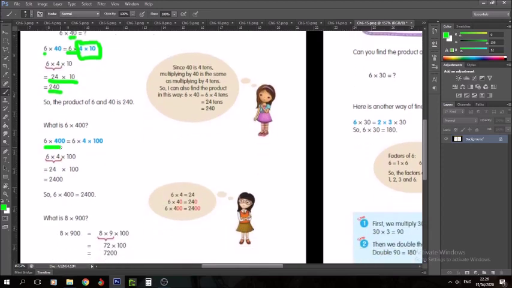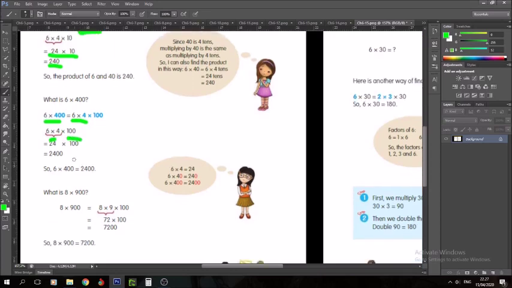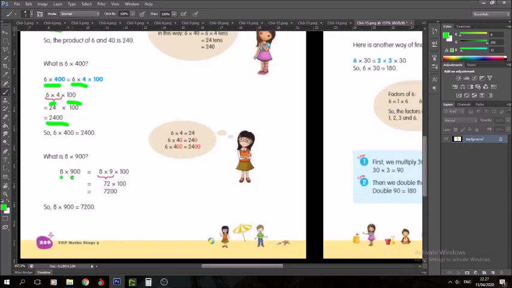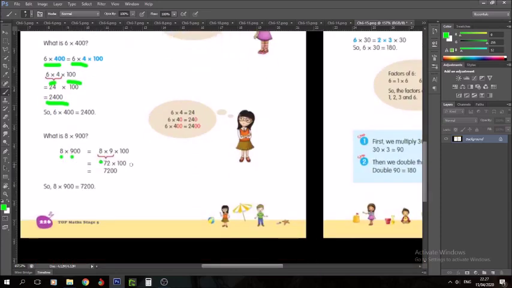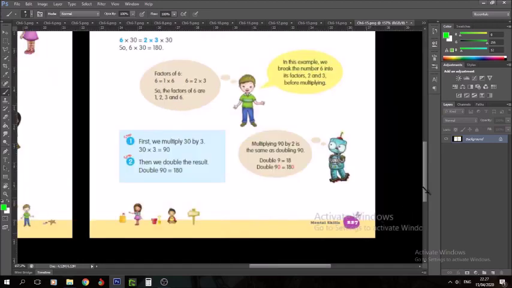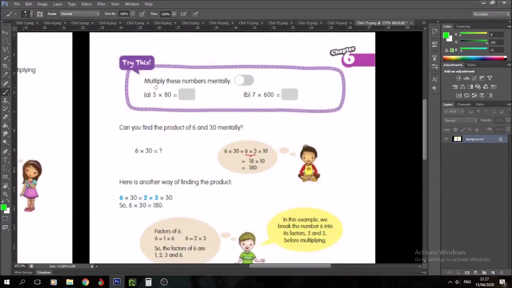6 times 400, you can multiply 6 with 4 first, it's 24, and then you can multiply it with 100. And then you get the final result, 2400. The same here, 8 times 9, 72, and then times it with 100. Next page to page 227. Try multiplying these numbers mentally.